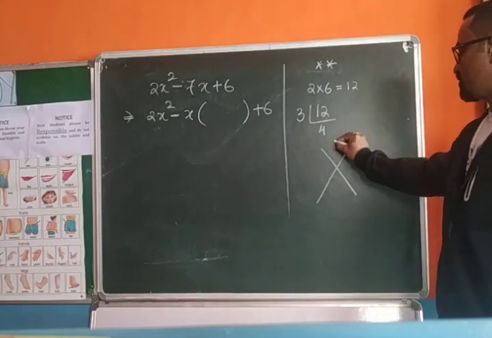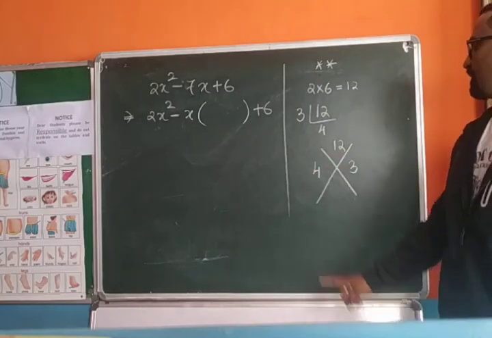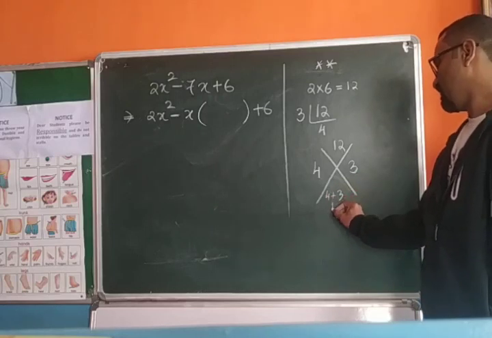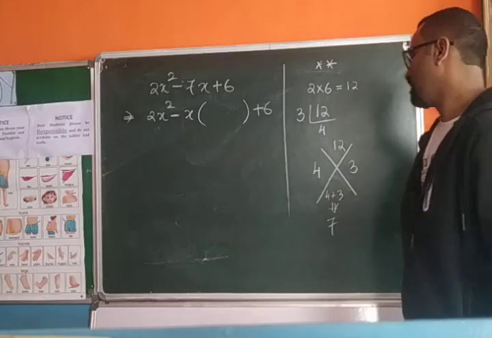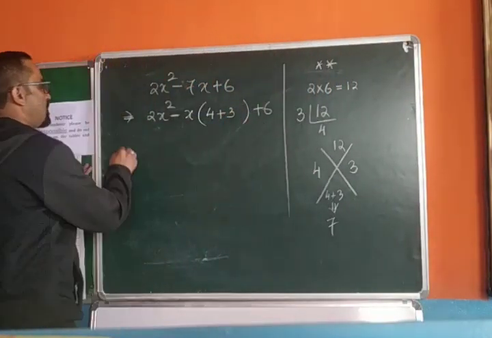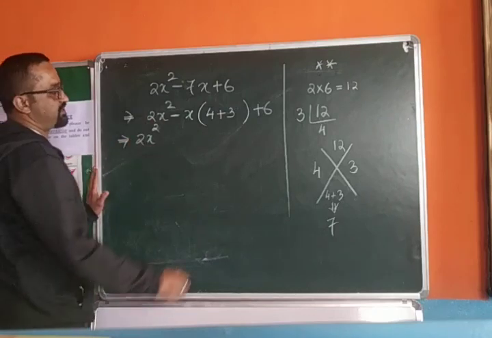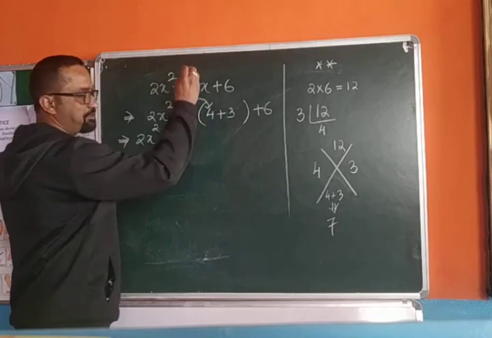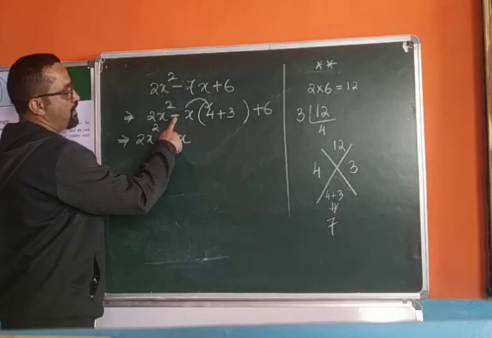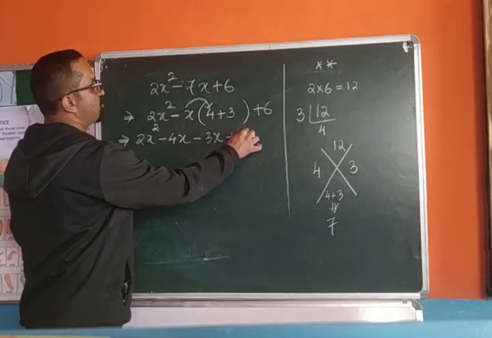The product is 12. The factors are 4 and 3. 4 plus 3 will give us 7. So we write 4 plus 3. Now open the bracket. 2x squared you copy as it is with minus x. Multiply it. Minus into plus is minus 4x. Minus into plus is minus 3x plus 6.